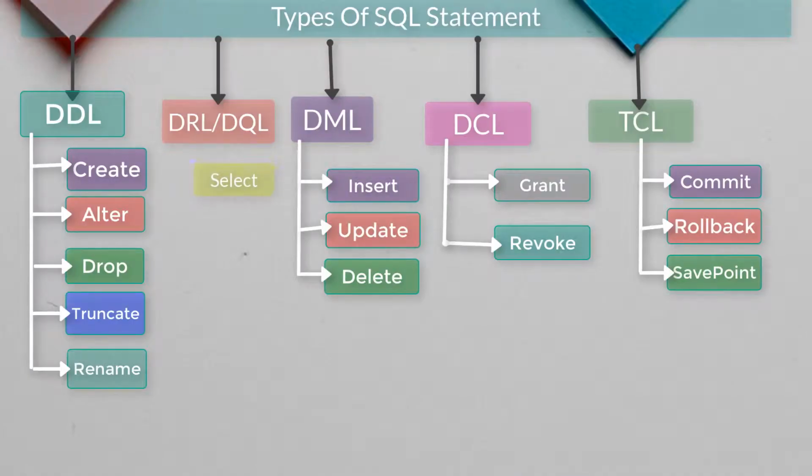So guys, in our last session we discussed the rollback and commit operations from the transaction control language. Now we are going to pick one more classification, which is DRL and DQL, data retrieval language and data query language. In that we have only one operation, which is the select operation.